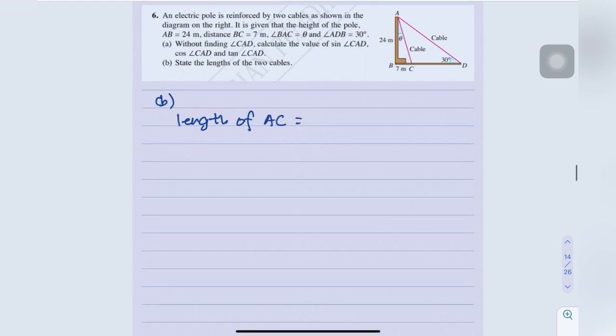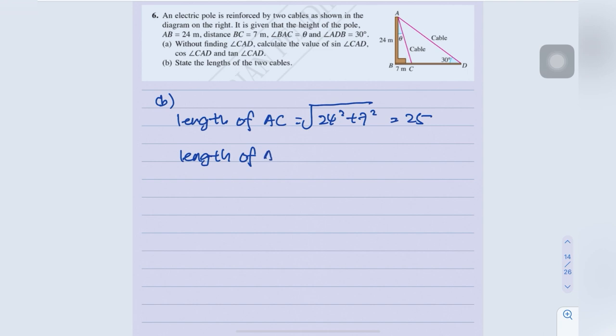Okay, for question 6b, state the length of two cables, meaning the length of AC and AD. Actually we have already found them earlier. Length of AC: by Pythagoras theorem, square root of 24 squared plus 7 squared, which equals 25. Then another one, length of AD. This one is 24√3. So length AD is the square root of (24√3) squared plus 24 squared, which equals 48.